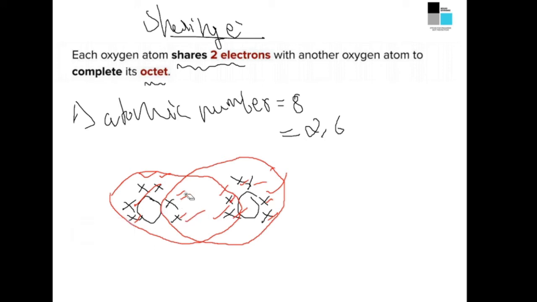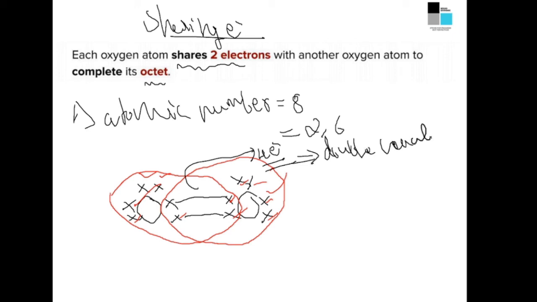Now you will be able to see the total number of electrons being shared inside of this is 4. And you will be able to draw one dash like this and another dash like this. So whenever 4 electrons are being shared, then we will call it by another special name, that is double covalent bond. So this is an example of double covalent bond.